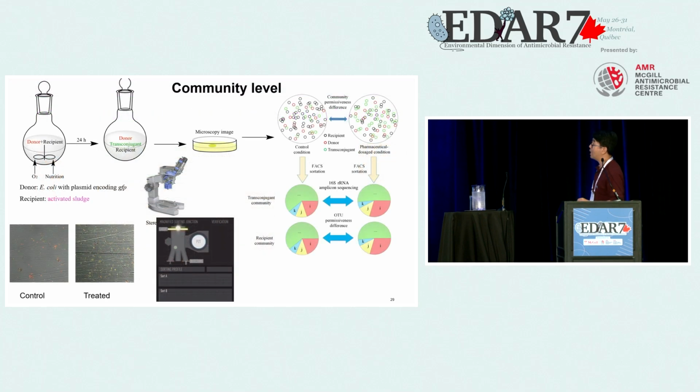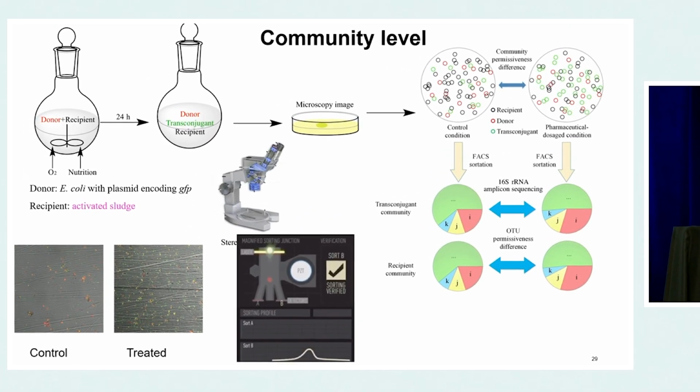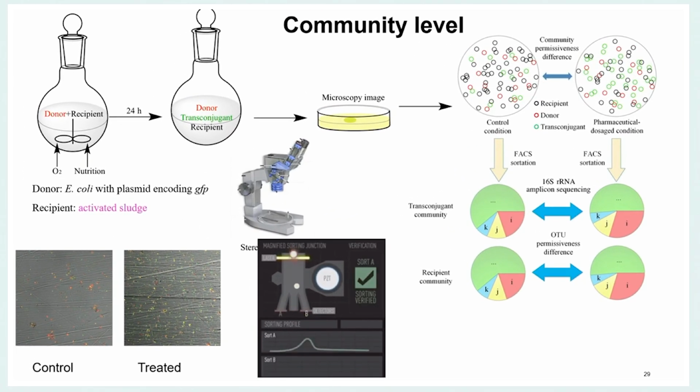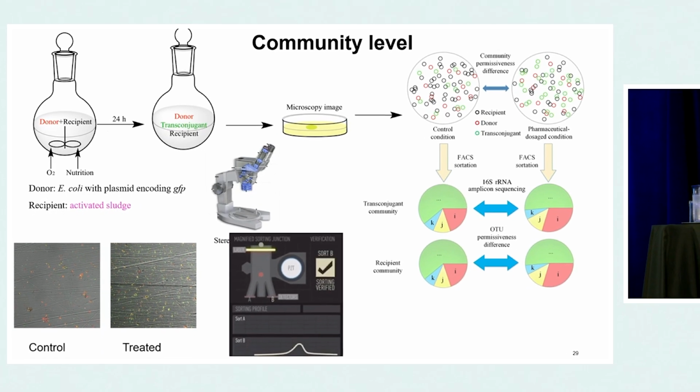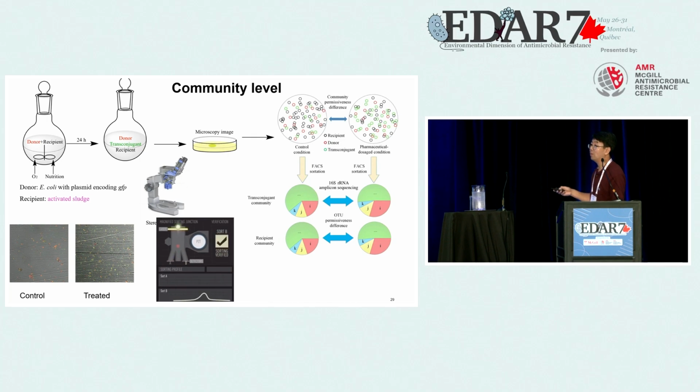This time we picked activated sludge as our recipient. It's a mixed culture, a very diverse bacterial community. We chose E. coli with a pKJK5 plasmid, and we added them together. Now you can imagine some bacteria will acquire that plasmid. But how could you identify which bacteria become transconjugants?